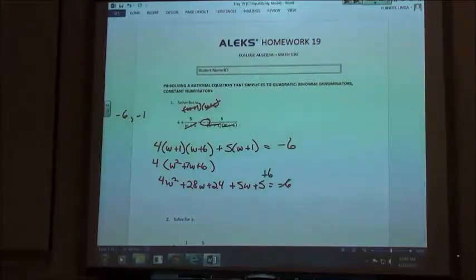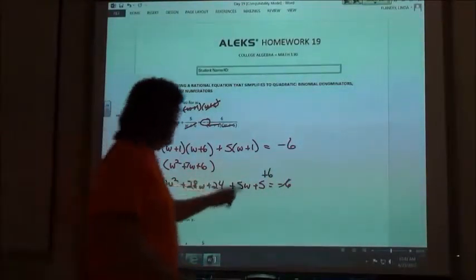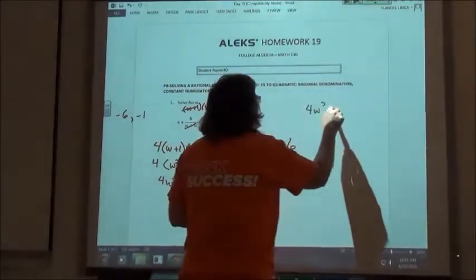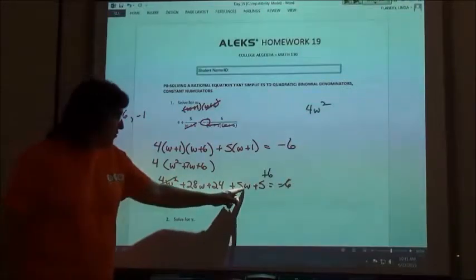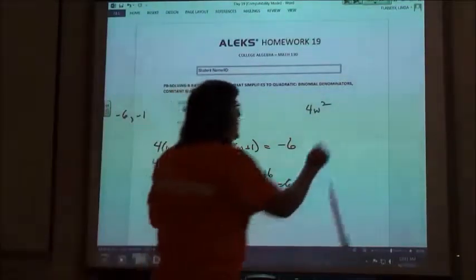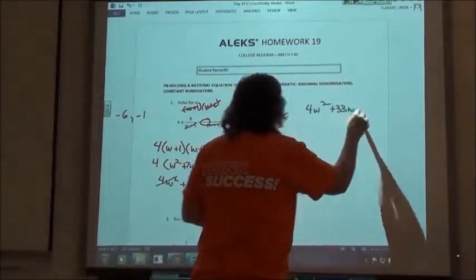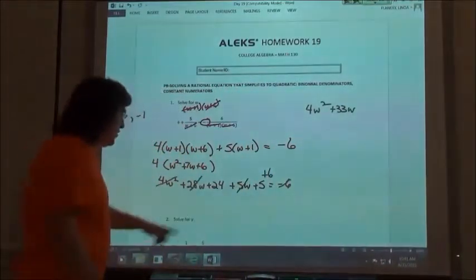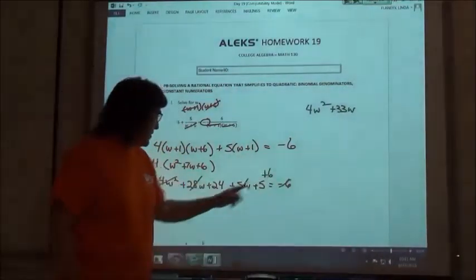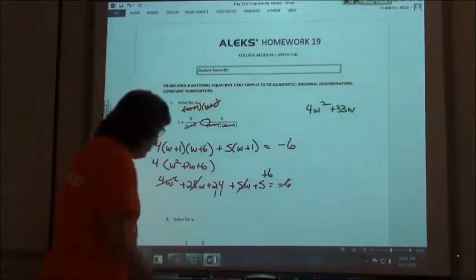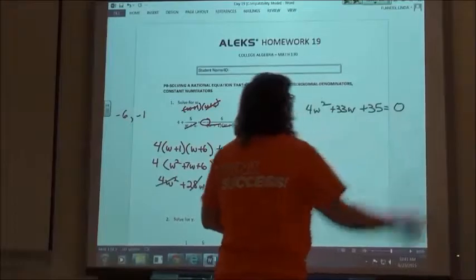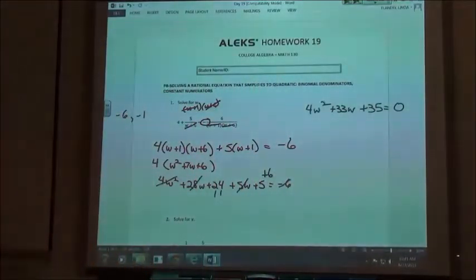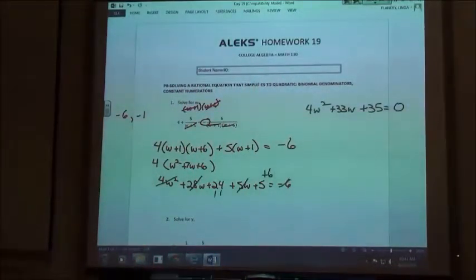So we have a 4w squared. We have 28w plus 5w, which would be 33w. And we have 24 plus 5 plus 6, which looks like it's 35. And if I make a mistake somewhere, holler at me so I don't go through the whole problem and get to the end and you say, I have something different.